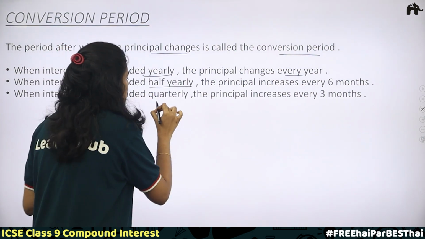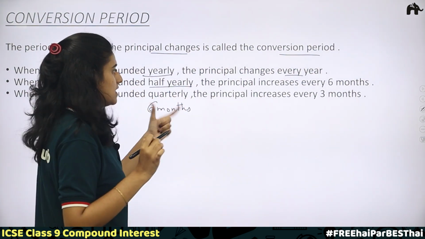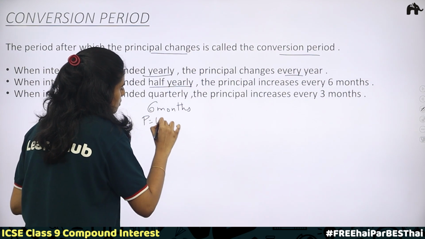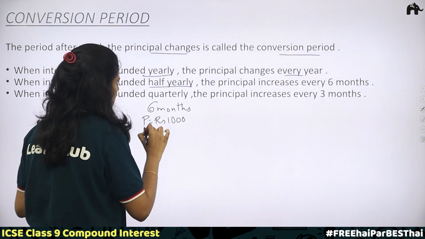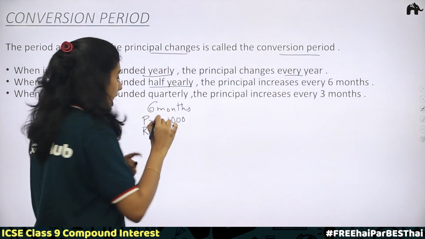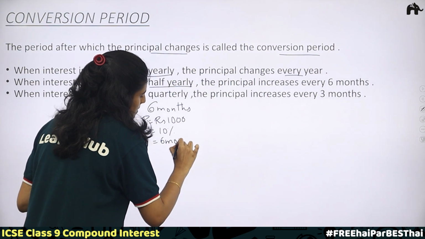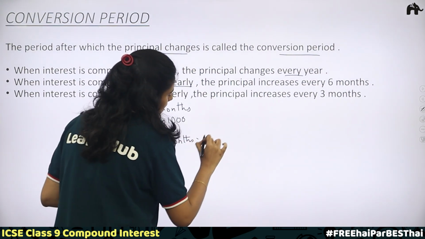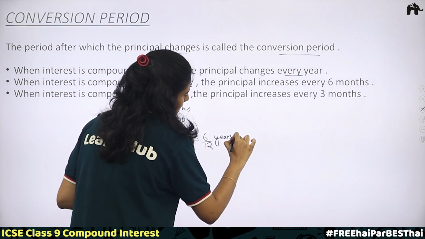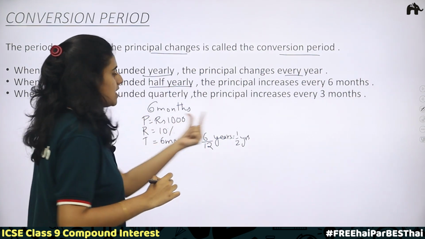Okay. Now, another case, when interest is compounded half yearly. Half yearly means 6 months. We'll take the same case for 6 months. The principal increases every 6 months. That is, if the principal is rupees 1,000, rate of interest is 10%, and here the time is 6 months. 6 months means 6 months is equal to 6 by 12 years. That is half years.